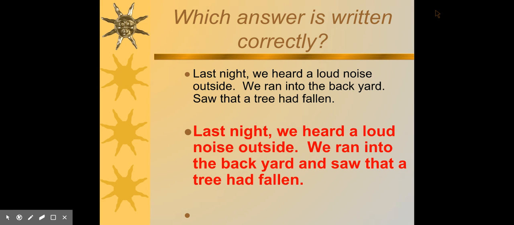Last night we heard a loud noise outside. We ran back into the yard, saw that a tree had fallen. It really should say, we ran into the backyard and we saw that a tree had fallen, or, and saw that a tree had fallen. So look in the red section there. Last night we heard a loud noise outside. We ran into the backyard and saw that a tree had fallen. In the first, or the black words, we do not see who saw that a tree had fallen. We can assume it's we, but we don't assume in grammar.